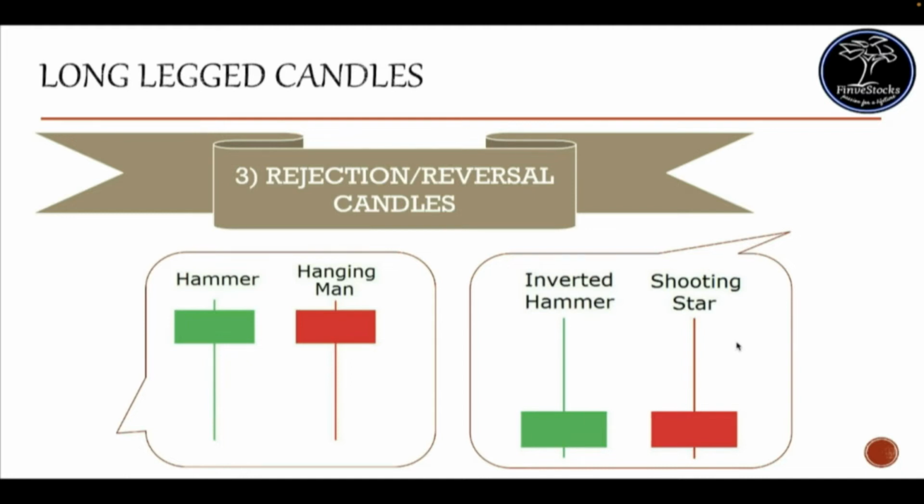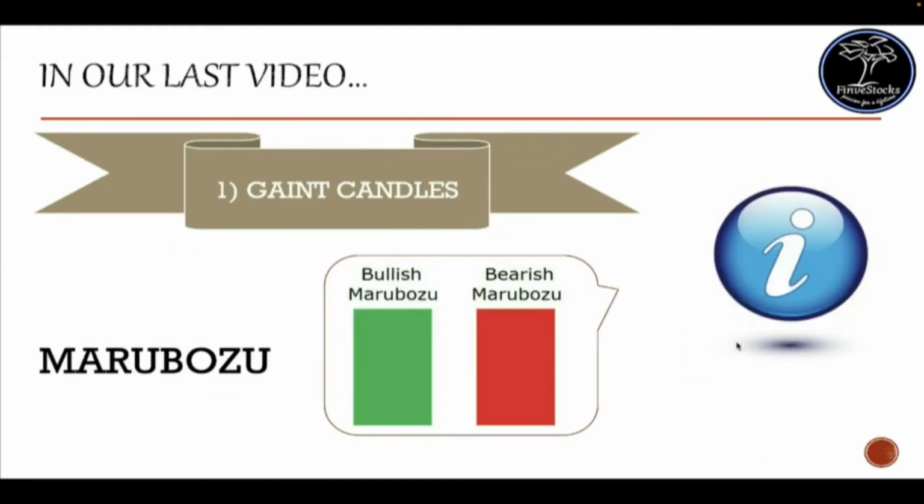Out of these, we covered the first one, that is the giant candles, in our last video. The giant candles are the marubozus, which show strong momentum that will continue, be it bullish or bearish. Please watch the video which is pinned on the I button. It is good to watch the marubozu video before continuing with this one.